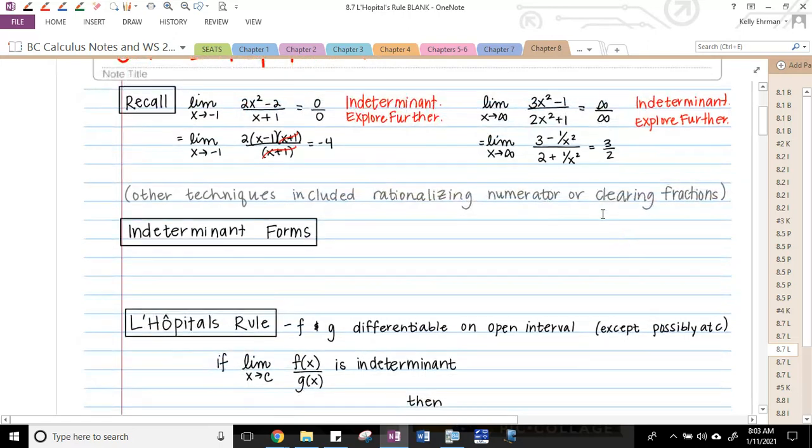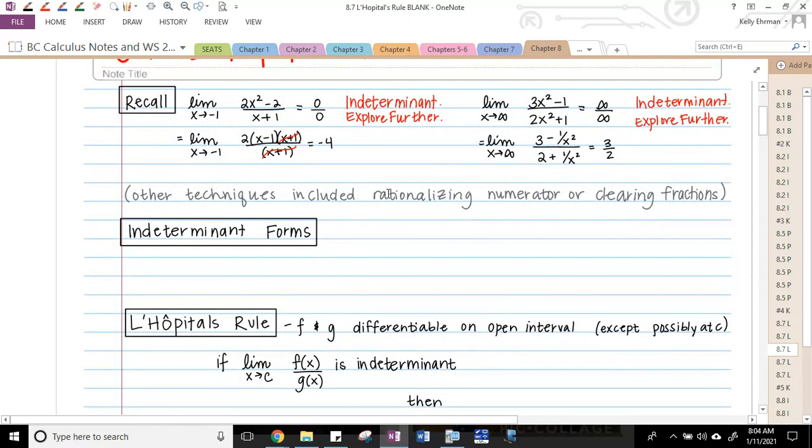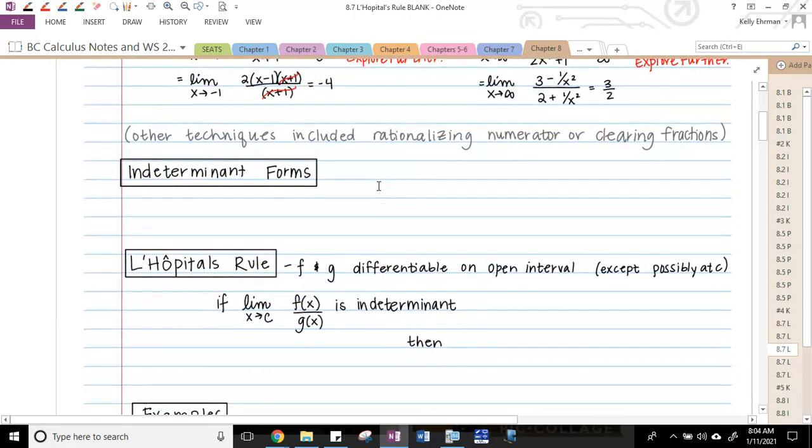We also tried to, if we started with something complex that didn't allow for direct substitution, clear fractions. We also rationalized a numerator if we had a binomial with a radical in it. So there are lots of tricks and techniques, and we can still do that. But there's also a rule called L'Hopital's Rule that helps in instances where you can't necessarily just work on it algebraically to get the limit to work.